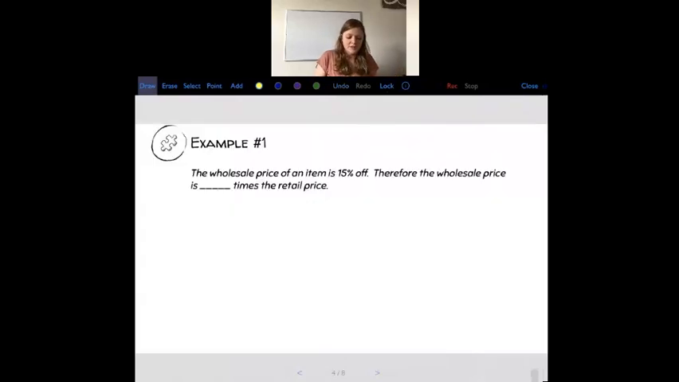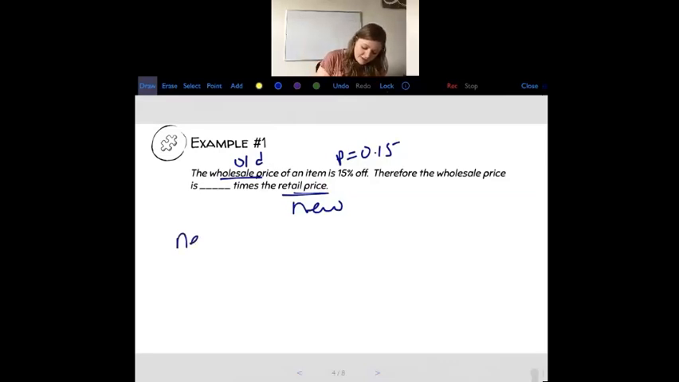Okay. So the wholesale price of an item is 15% off. Therefore, the wholesale price is blank times the retail price. Okay. So when we're doing this problem, the wholesale price is the old, the new price is our retail price, and then P would be 0.15 because that's 15% as a decimal. This is a markdown problem since something is being discounted. So we're going to use the formula new is equal to old times 1 minus P.